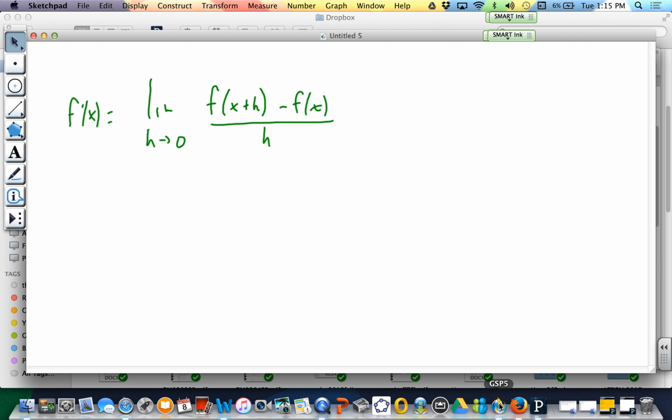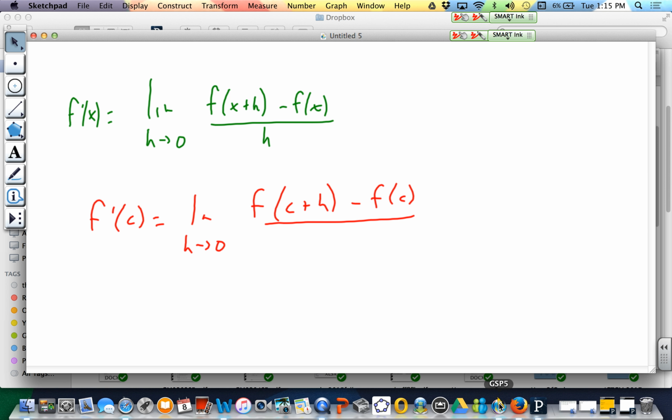If we wanted to find the derivative at a point, f prime of c would equal the limit as h approaches 0 of f of c plus h minus f of c divided by h. If we just rawly take the limit, we're going to get a 0 divided by 0 form. Hence, we'll have to do some sort of algebraic manipulation to make us happy.